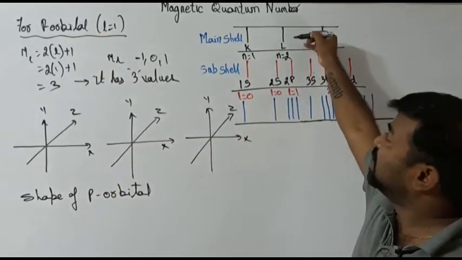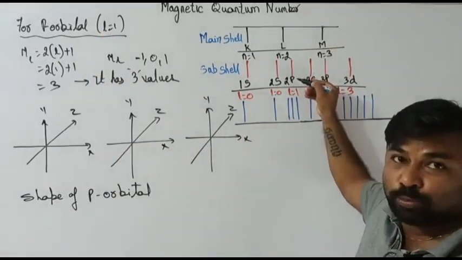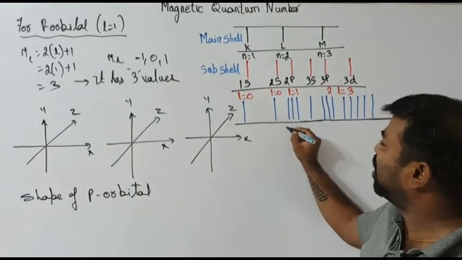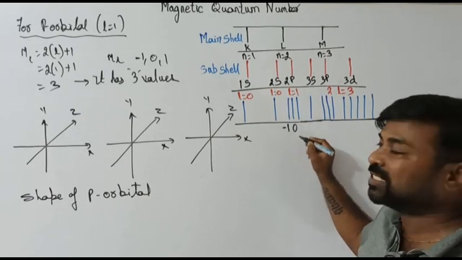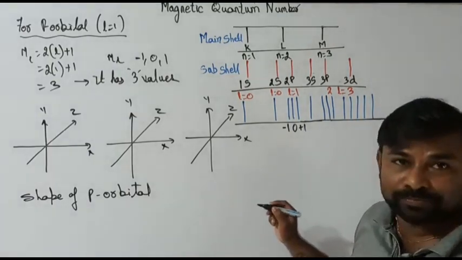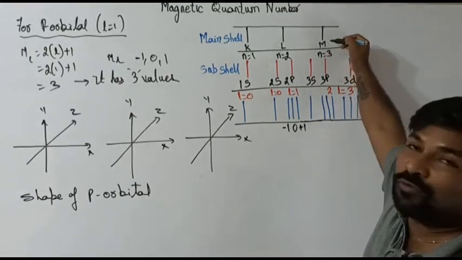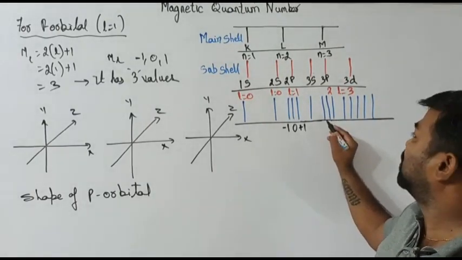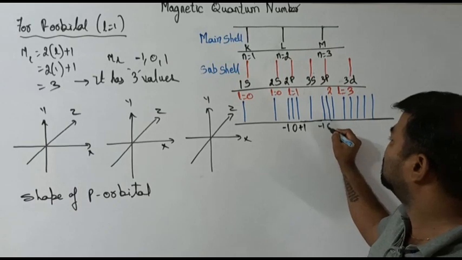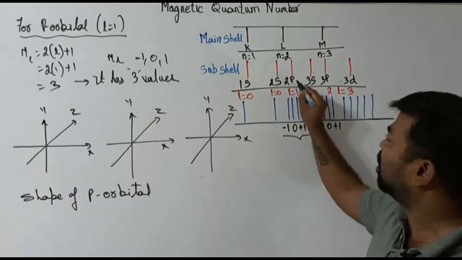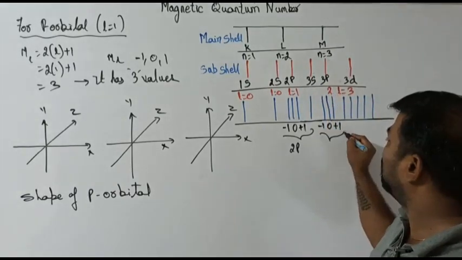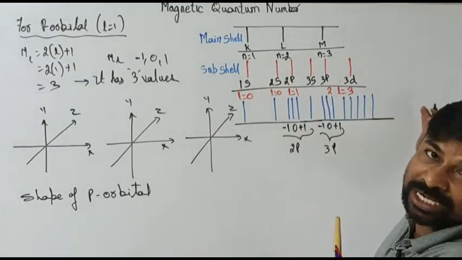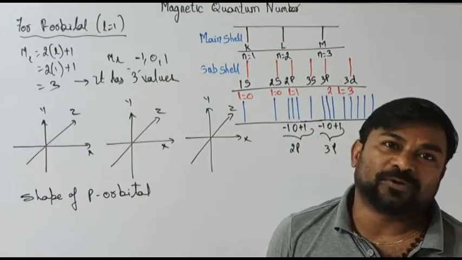Let's go back to this one. In the L orbit, we have 2p, and it has 3 orbitals. The first one is -1, later on it is 0, and for the next one it is +1. In the same way, in the M orbit where we have 3p, we have 3 orbitals, and for those also it is -1, 0 and +1. This is for 2p and this is for 3p. Totally, here also we have 3 values, and here also 3 values. It continues.